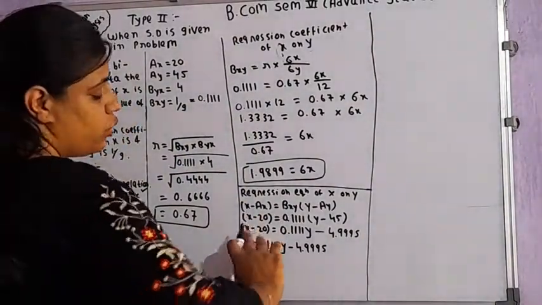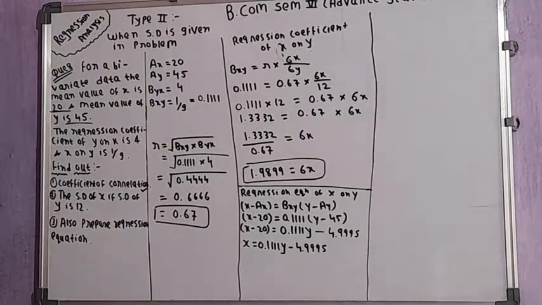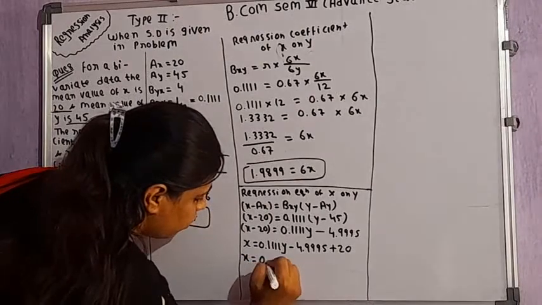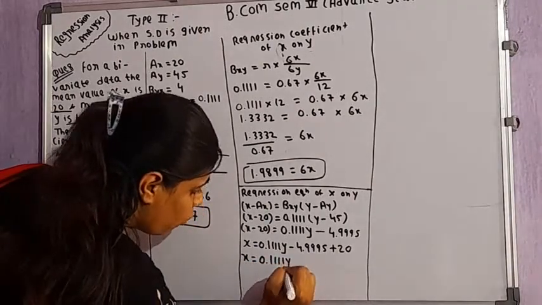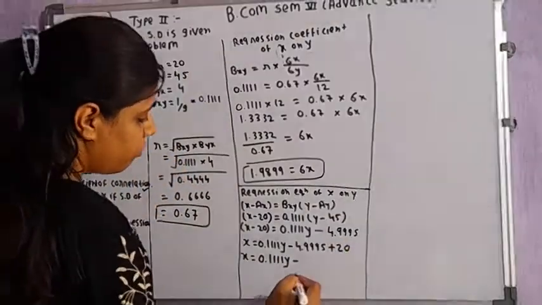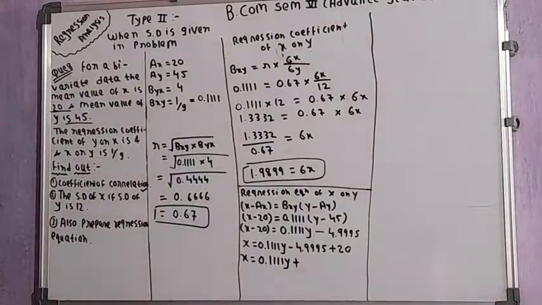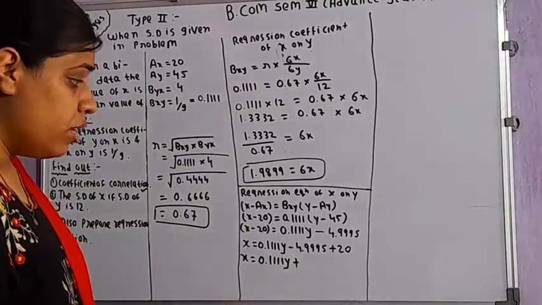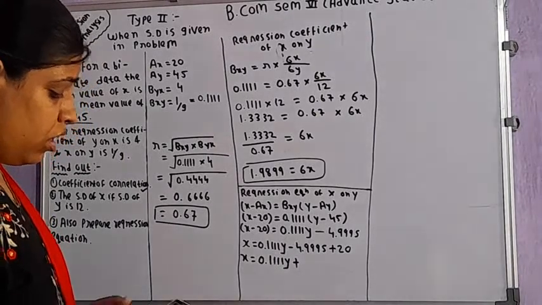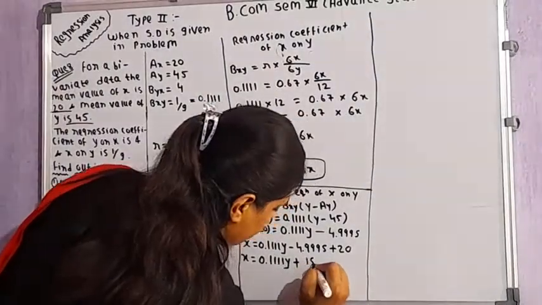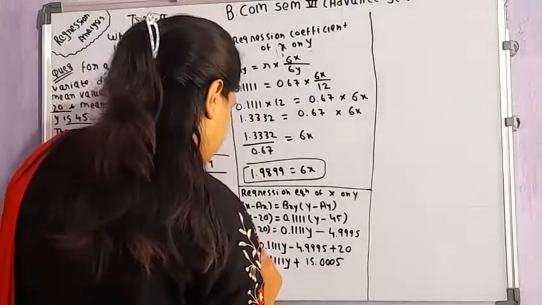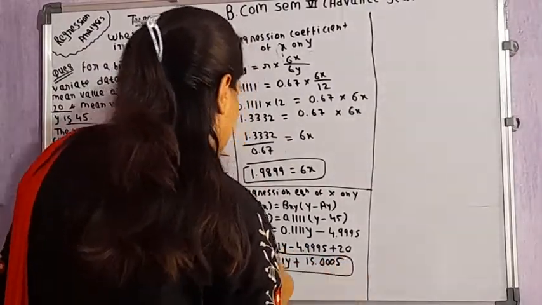So when we are going to shift this 20 on the right hand side, it will become plus. Okay. So plus 20. Then x is equals to 0.1111y. Minus plus minus, and the sign of the big number. What is the big number? 20. So the sign of plus. Then 4.9995 plus 20. Okay. So here it will become 15.0005. So this way we have found out the regression equation of x on y.